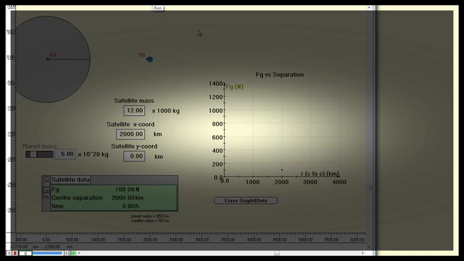Clunk. Oh, we even got a clunk sound. Maybe you didn't hear that. Let's back up a bit. All right. Now, we'll look at this first, and then we'll look at the graph.